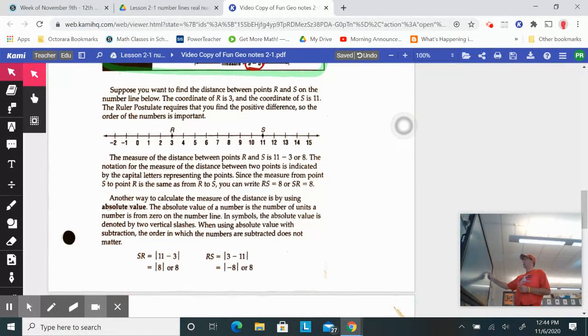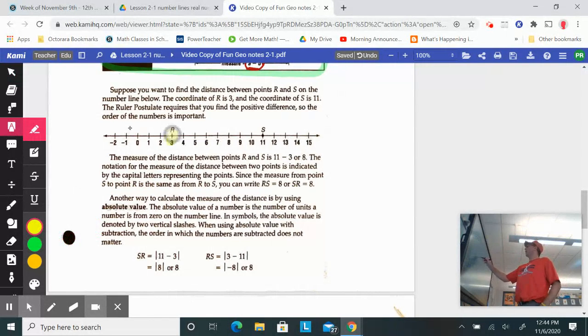It talks about the distance here between, let's say, R and S. So you have 11 and 3. If you subtract 11 minus 3, you get 8. The absolute value of that is 8. If you take 3 minus 11, you get negative 8. But again, distance is an absolute value. It's positive. So no matter which way you subtract, you should end up with a positive result, because distances are measurements, and measurements are always going to be positive.